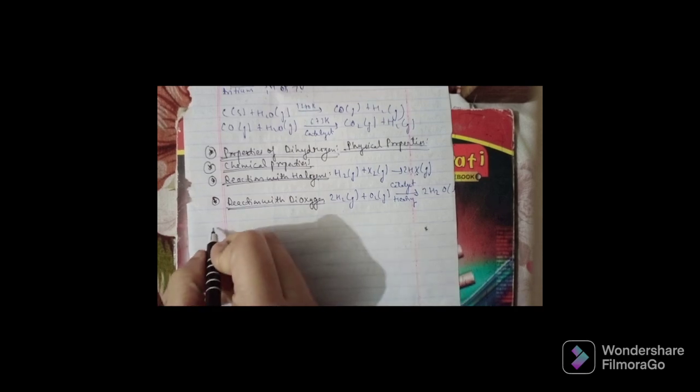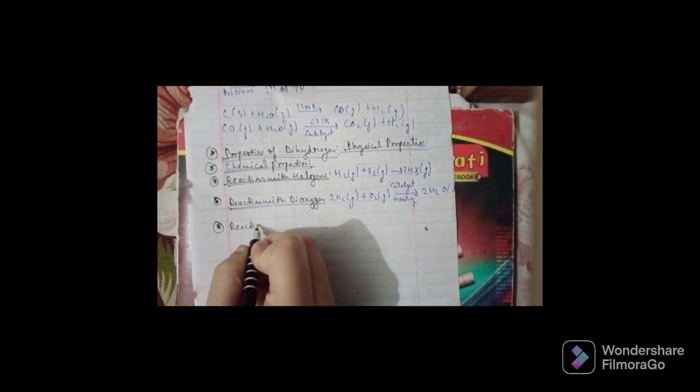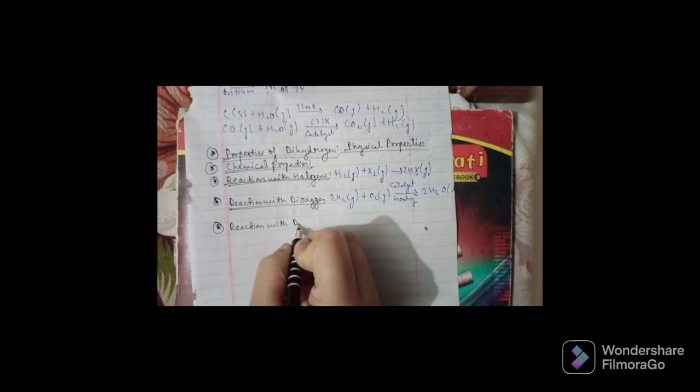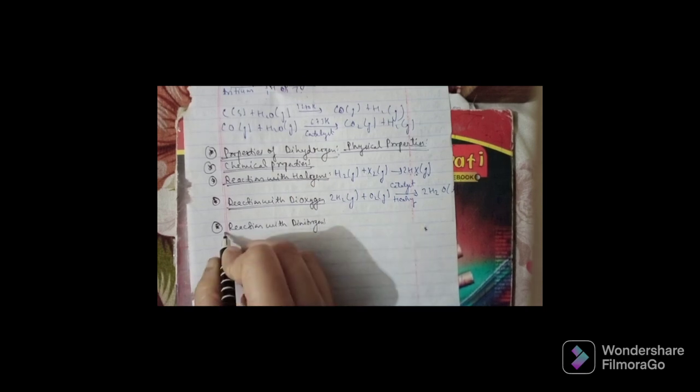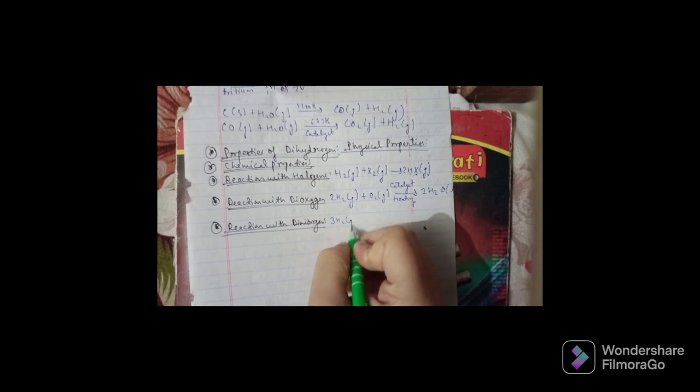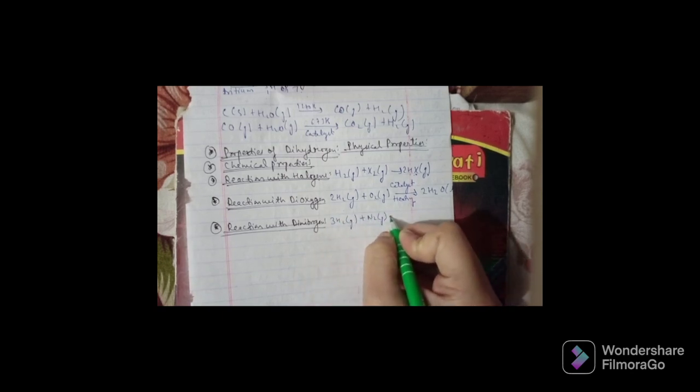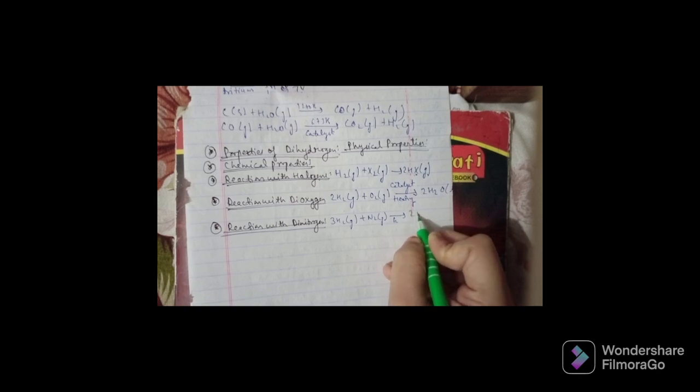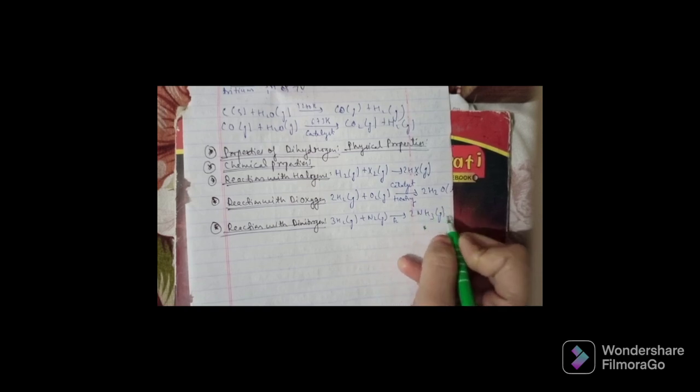Now we talk about the reaction with dinitrogen. In terms of direct reaction with dinitrogen, it forms ammonia. 3H2 gas plus N2 gas will give, at 673 Kelvin and 200 atm in the presence of Fe, 2NH3 in the form of gas, where the heat will be minus 92.6 kilojoule per mole. This is the method for the manufacture of ammonia by the Haber's process.